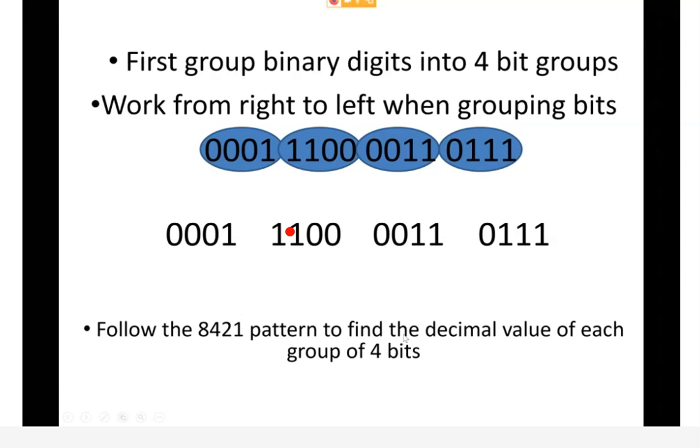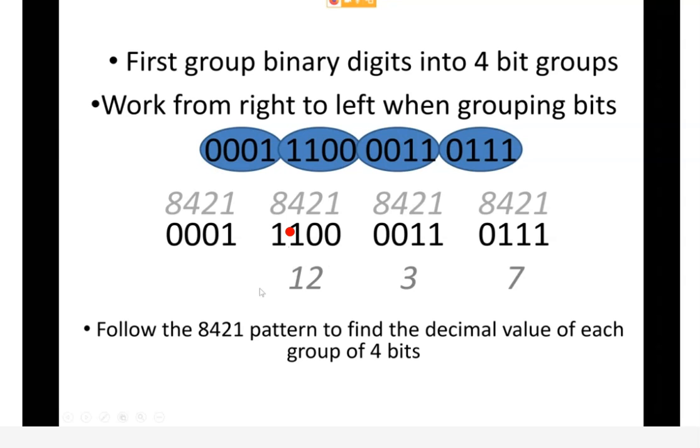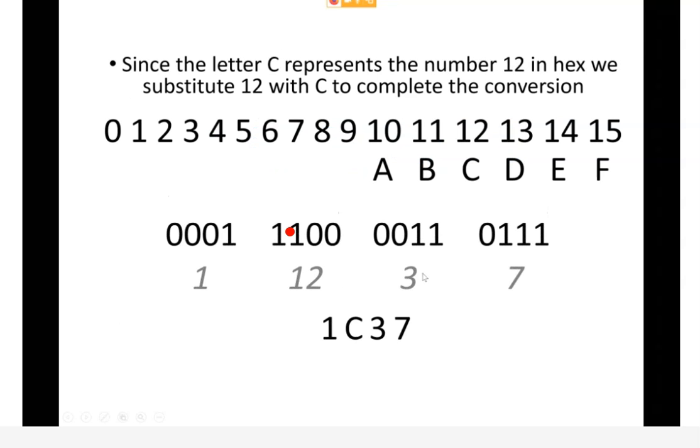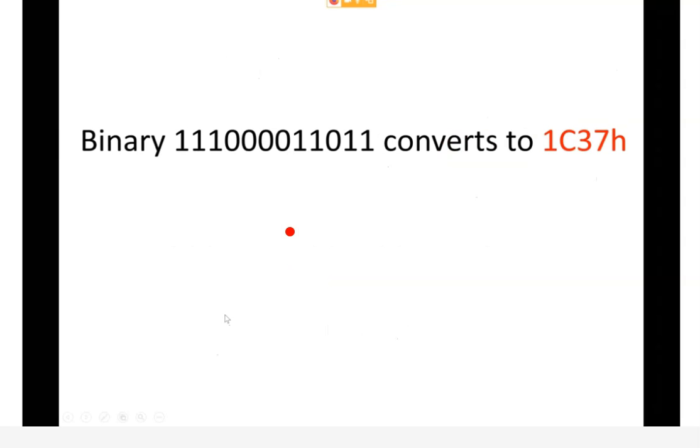Then we follow our 8, 4, 2, 1, treating them as binary. That ends up being a 7. This ends up being a 3. 2 plus 1 is a 3. 8 and a 4 is 12. And a 1 is 1. Now the next step is, what's the 12 in hex? It's a C. So this number here is the hex number for that large binary number.